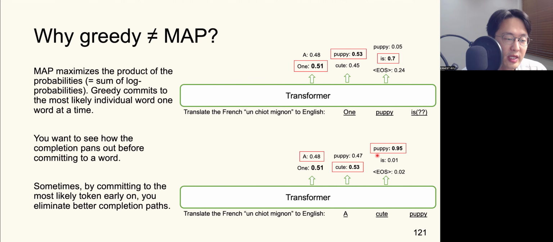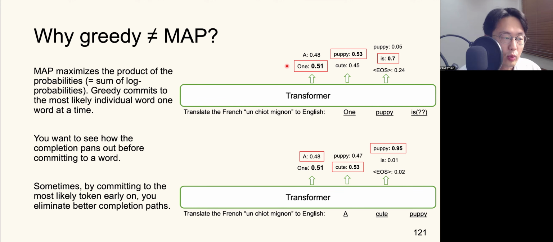What you really want is to choose the less likely word first, the word which is slightly less likely. You want to choose this. And then "a cute puppy" becomes a high probability and reasonable completion that actually makes sense in this context. So the problem with greedy is that you commit to the most likely token early on without considering the ramifications of that choice. Sometimes you want to see how the completion pans out before committing to a word. And by committing to a bad choice early on, you might be eliminating better completion paths.